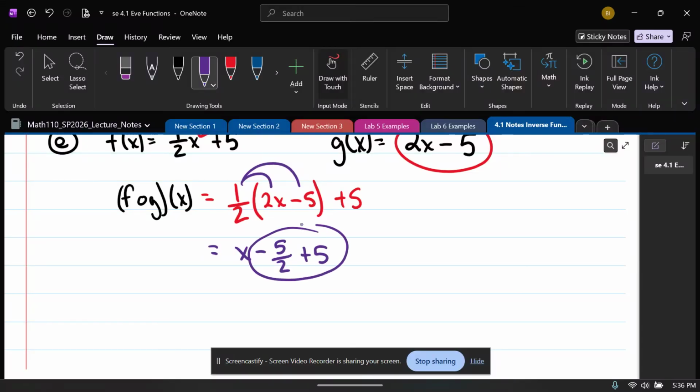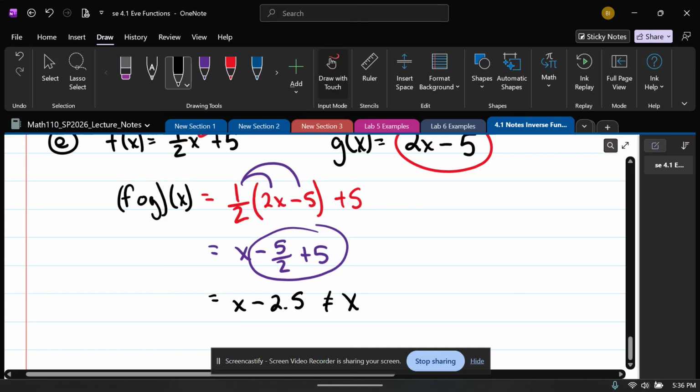Are those two going to cancel out? No, definitely not. They actually end up making x minus 2.5, which is not plain x. So this does not equal x. So this is not inverses.